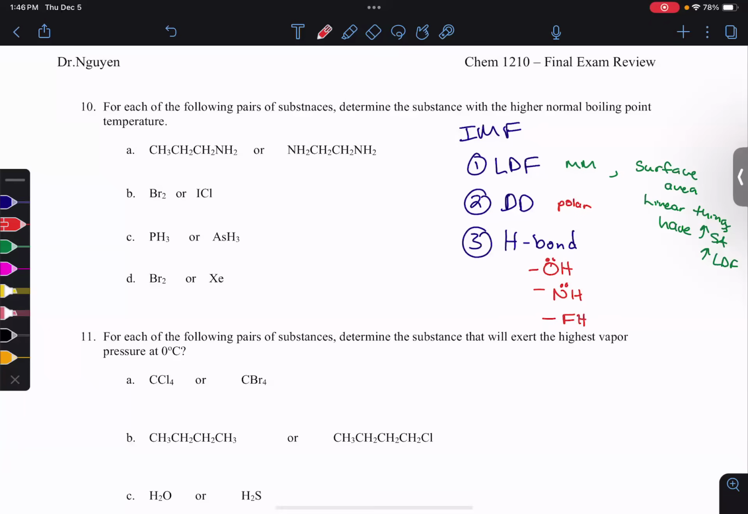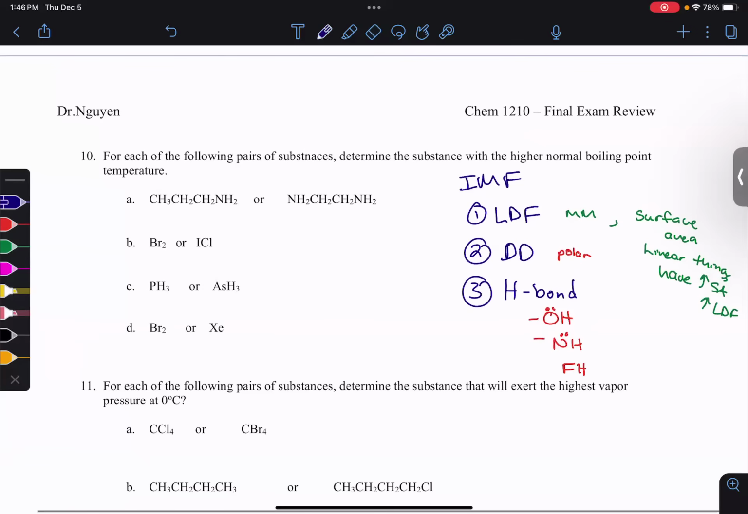Fluorine, all right? That is what you want to look for. You can't have a molecule that has oxygen here, hydrogen over here, and say it can hydrogen bond. No, it has to be a hydrogen attached to an oxygen, all right?